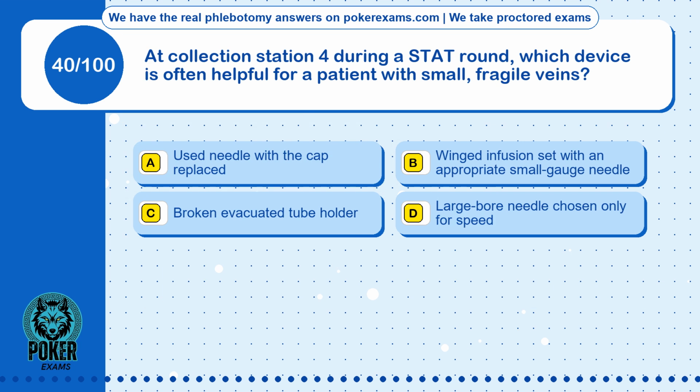Question 40. At collection station 4 during a stat round, which device is often helpful for a patient with small, fragile veins? Option A. Used needle with the cap replaced. Option B. Winged infusion set with an appropriate small gauge needle. Option C. Broken evacuated tube holder. Option D. Large bore needle chosen only for speed.